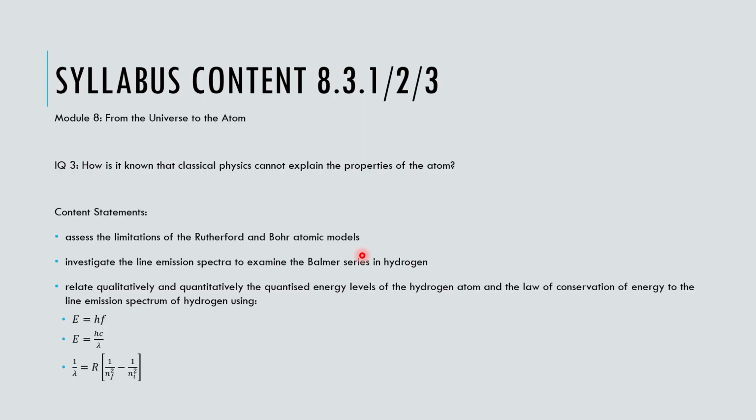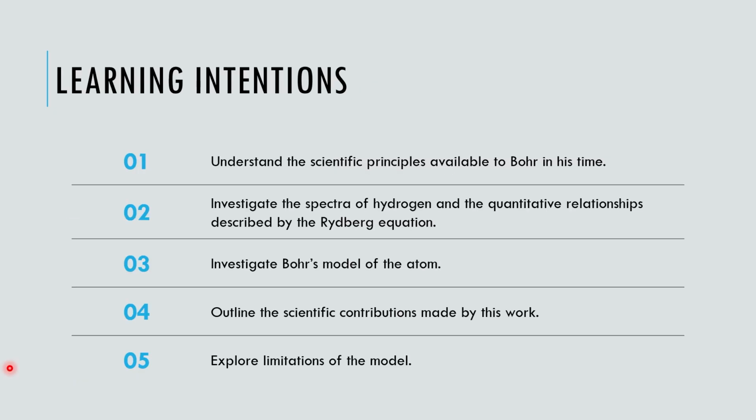The Bohr model is particularly effective at explaining observations that we see in spectroscopy, and as such, we're going to be linking concepts of spectroscopy to the Bohr model of the atom itself, both from a conceptual and a quantitative perspective. Our key learning intentions for today are to first understand many of the scientific principles which were available to Bohr in his time. This includes the Rutherford model of the atom, as well as other concepts which Bohr was able to explain using his updated atomic model.